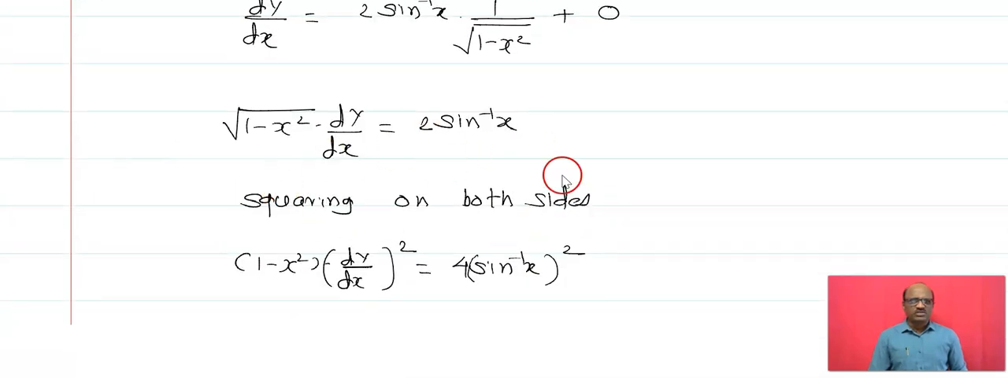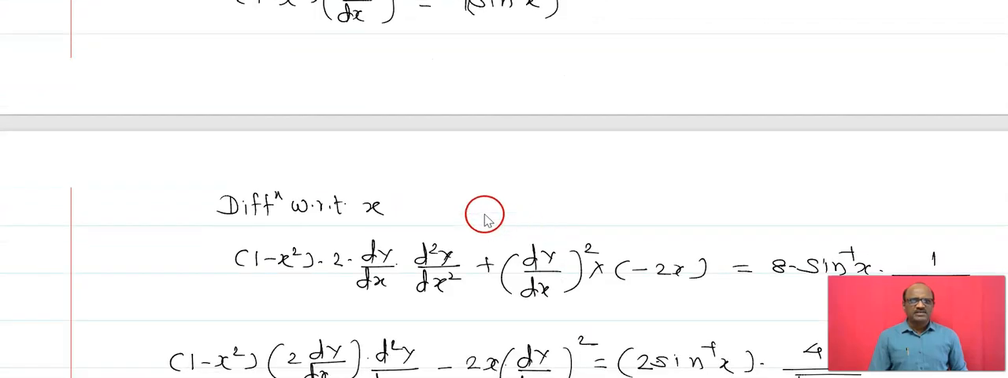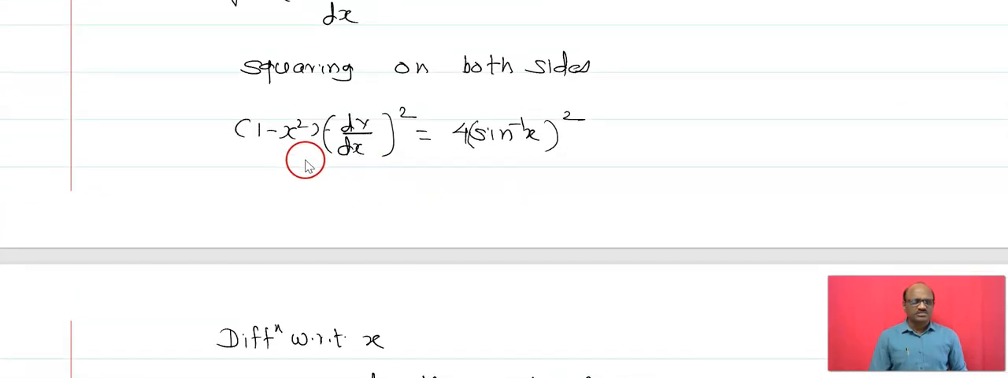Now squaring on both sides, you will get 1 minus x square into dy by dx whole square, that's equal to 4 sine inverse of x whole square. Now next, again differentiate this equation with respect to x.